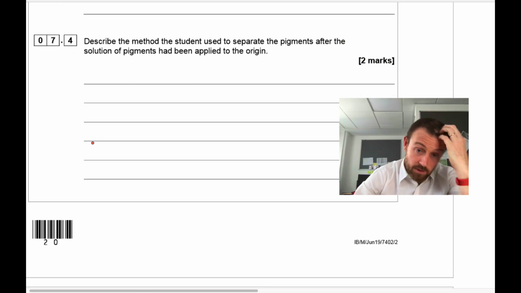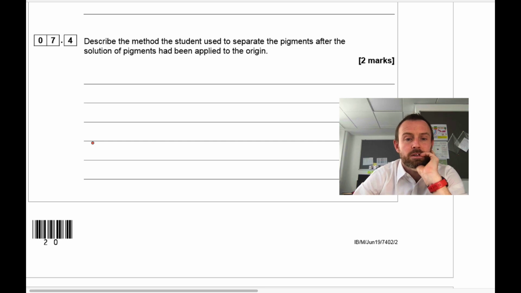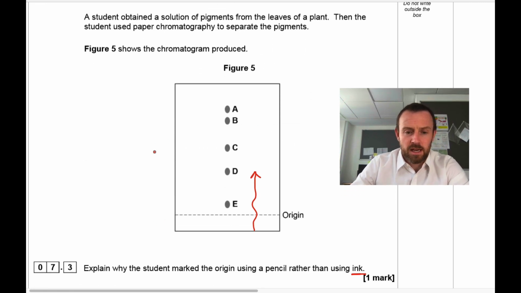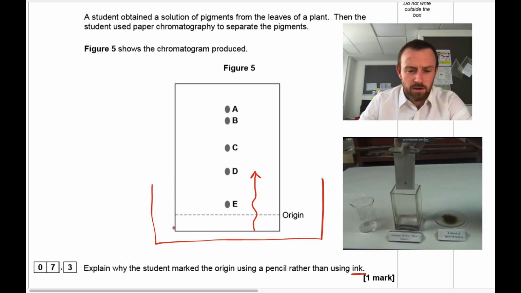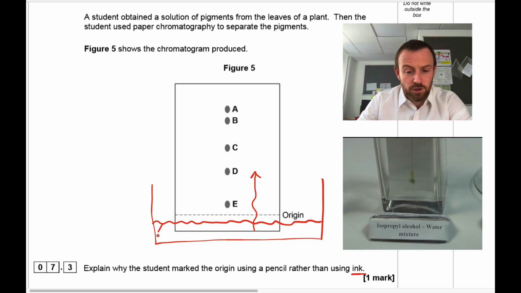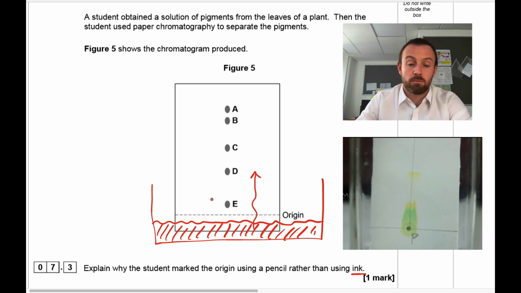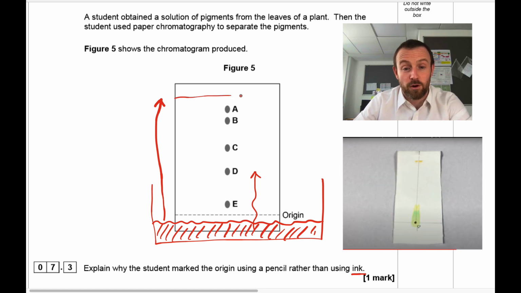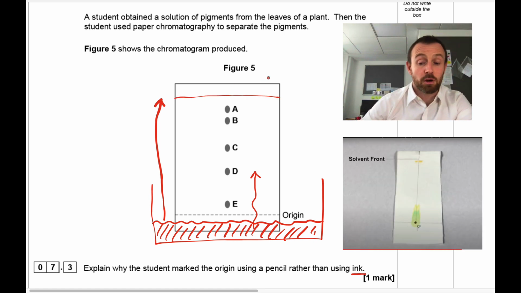7.4, describe the method the student used to separate the pigments after the solution of pigments had been applied to the origin. Okay, so you would place the chromatography paper in chromatography solvent in a tank. You're making sure that the solvent is below the line of the origin. You would wait for the solvent to move up the paper, and then you would remove the paper from the solvent before the solvent front reaches the end of the chromatography paper.